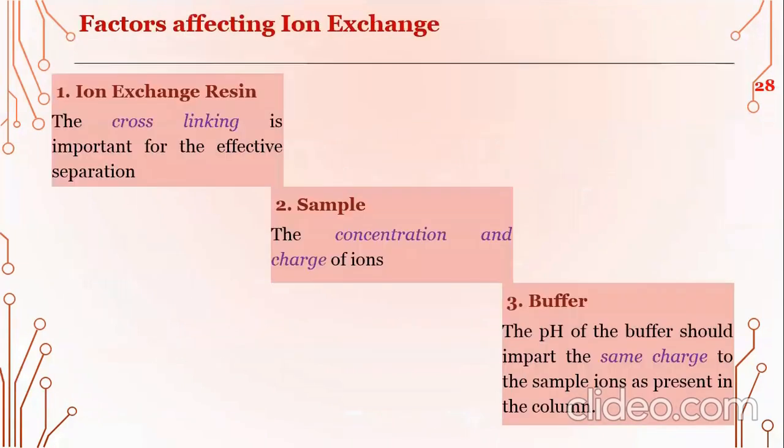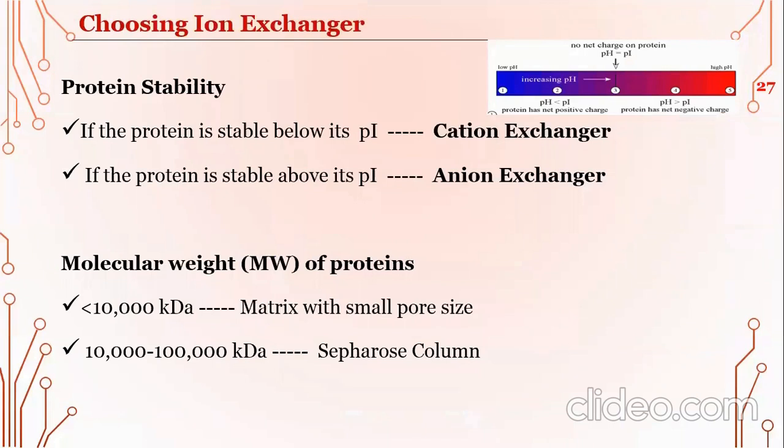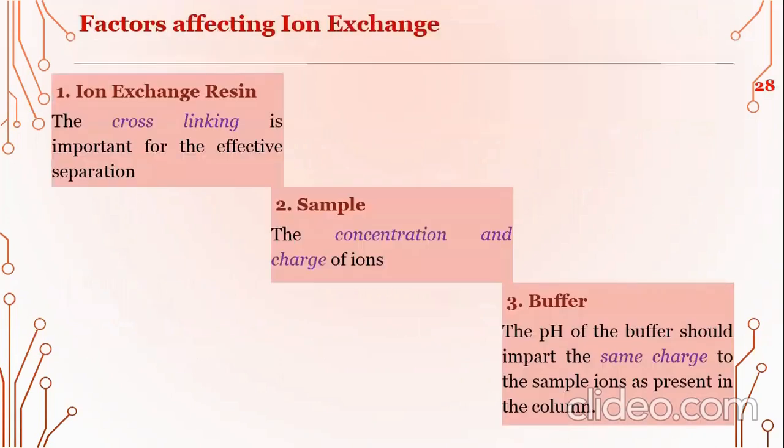And on the other hand, other than the exchanger, protein size and molecule size also matter. If the protein size is 10,000 Dalton, then we use the matrix with small pore size for this purpose. And if the protein size is 10,000 to 100,000, then we use the Sephadex column. Okay, and afterward, there are certain properties of the factors.